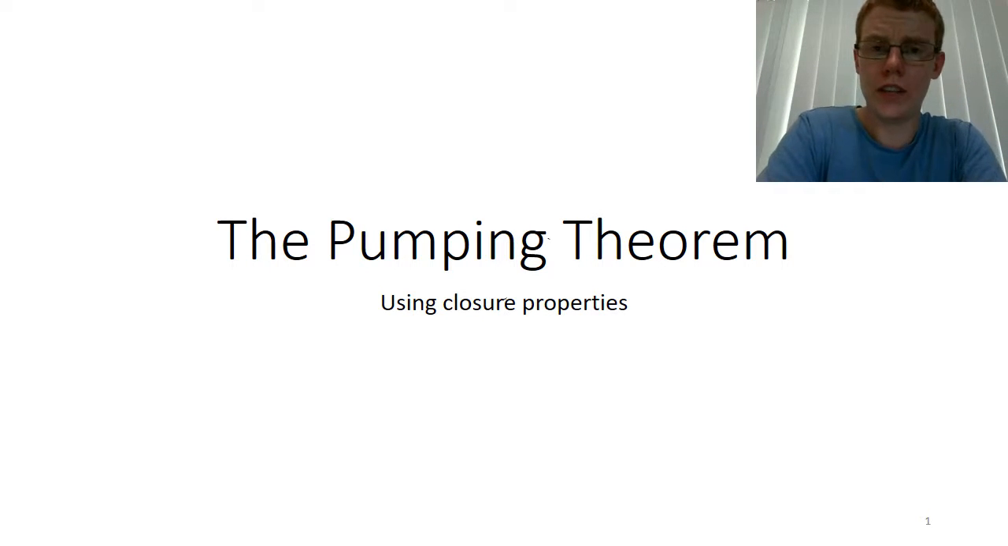Hello again. In this video we're going to talk about using the closure properties for regular languages to simplify our proofs that languages are not regular. So what we do is apply a closure property to get ourselves some new statement and end up using the pumping theorem on a different language that's actually simpler to use the pumping theorem on, while still proving our original language was not regular.